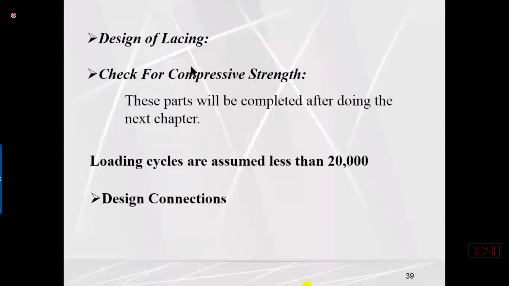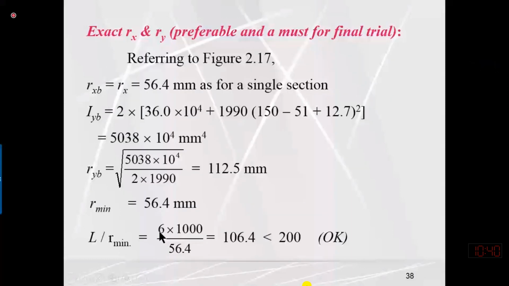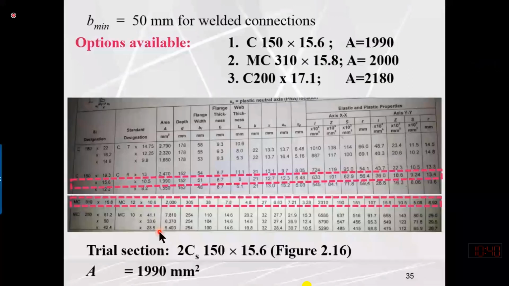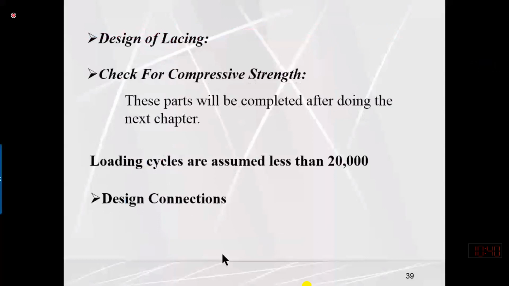For the built-up section, we need to design the lacing. We need to check the capacity for compression. And we are assuming that loading cycles are less than 20,000, and we need to design the connection also later on. So the final selection will be 2 C's, 150 into 15.6. So here is the end of our tension member.